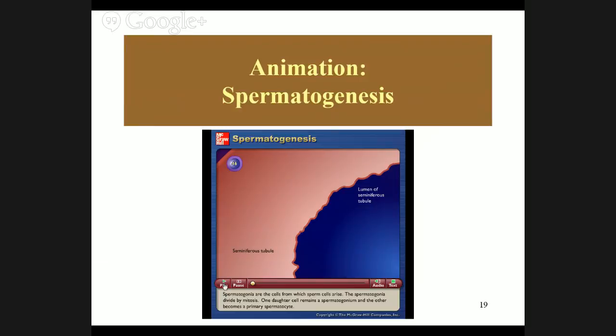And let's talk a little bit about spermatogenesis. Spermatogonia are the cells from which sperm cells arise. The spermatogonia divide by mitosis. One daughter cell remains a spermatogonium, and the other becomes a primary spermatocyte. The primary spermatocyte divides by meiosis to form secondary spermatocytes. Secondary spermatocytes divide again to form spermatids. The spermatids differentiate into sperm cells.